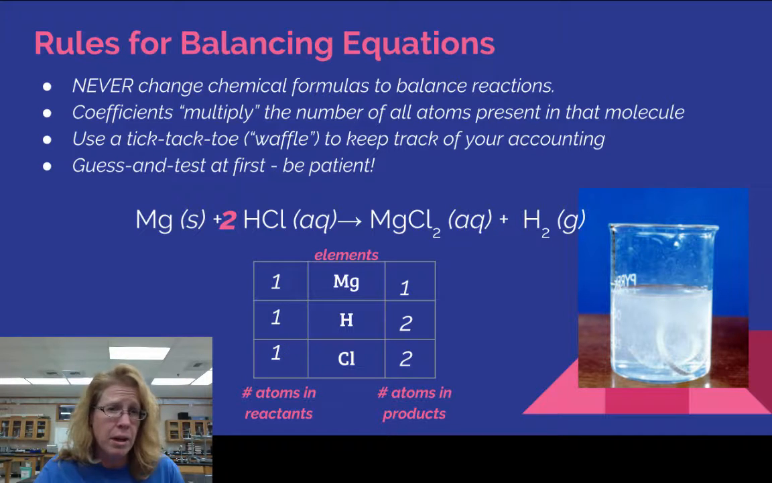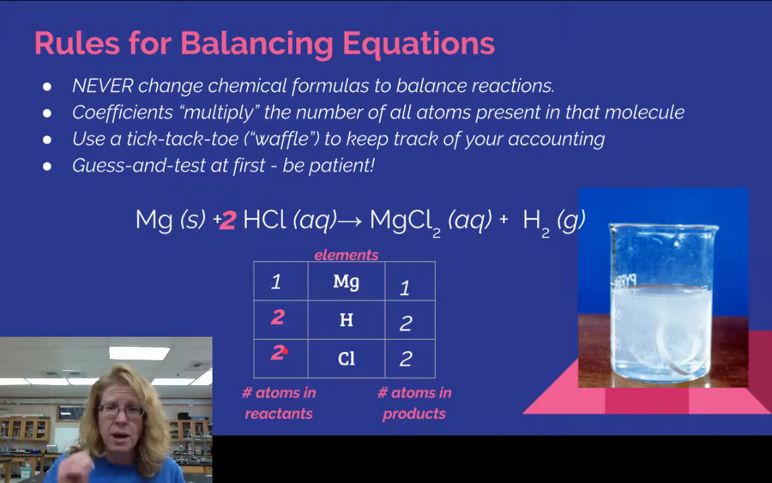If I throw a 2 out in front of here, because I need more hydrogen and I need more chlorine, now I just have to go back and recheck my accounting, my little accounting waffle down here, and see if it makes sense. So if I put a 2 here, that gives me enough hydrogens because it's 2 times H, right? And it also gives me 2 times Cl. So I recheck my accounting, mark it in there like that. You can see the 2 numbers that I changed.